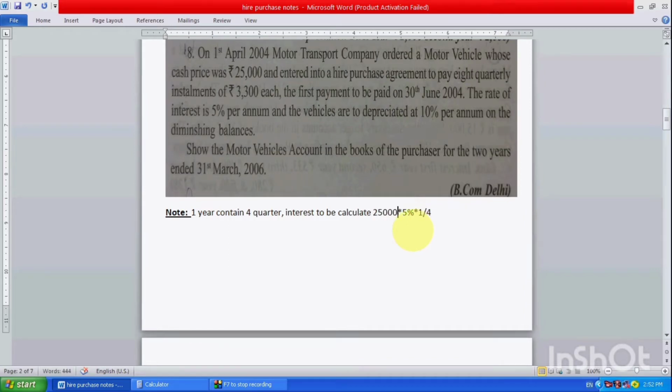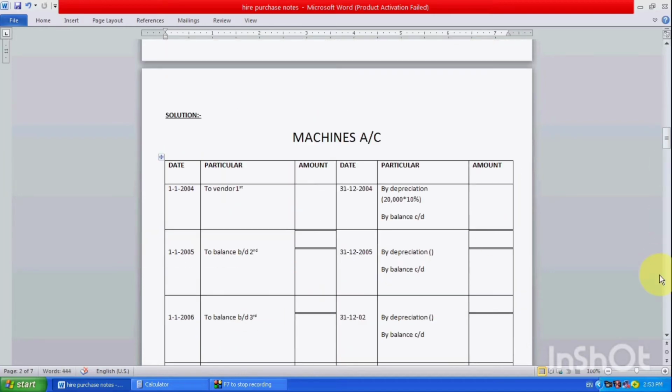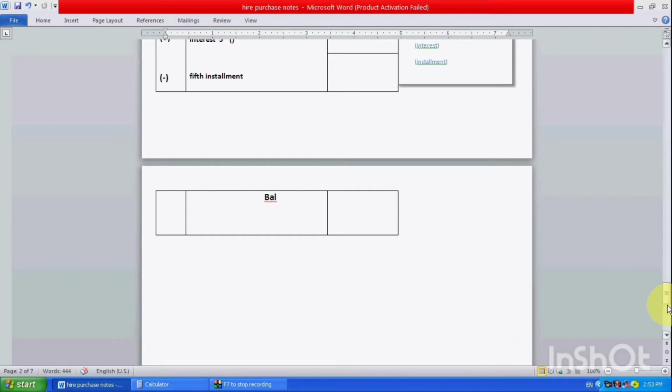Here what is the cash price? 25,000. We didn't pay any down payment here. See, there is no down payment, so directly on 25,000 we have to calculate the interest. We have to start calculating interest from 25,000 only, because we don't have any down payment. So 25,000 into 5% into 1 divided by 4.